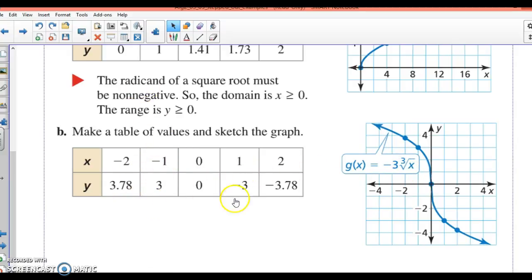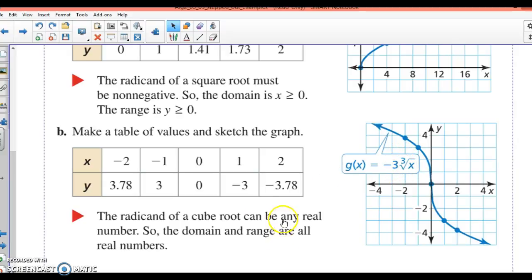I come up with the y value, and then I can graph it and see what it looks like. So I know that if I'm looking at a cube root function, with that 3 outside, my domain is always going to be any real number, and my range is also going to be all real numbers. So that's my domain and range for that one.